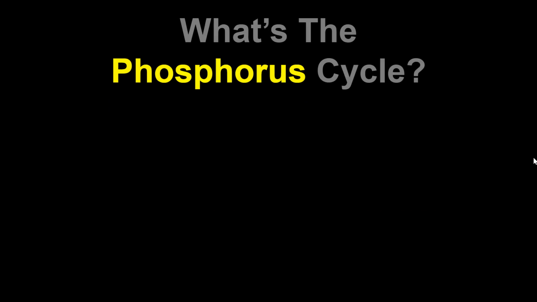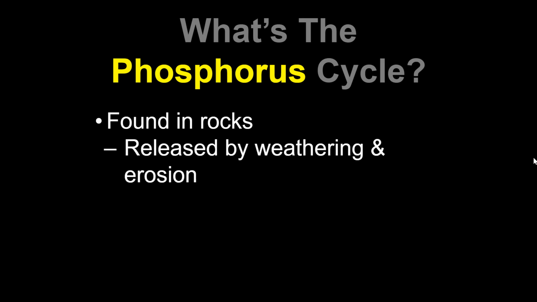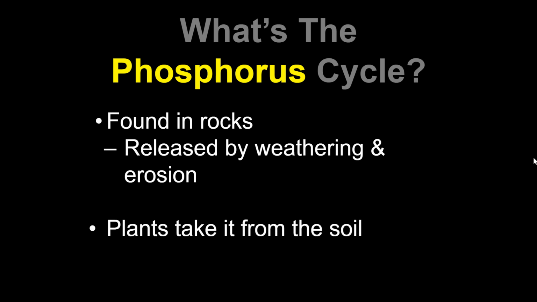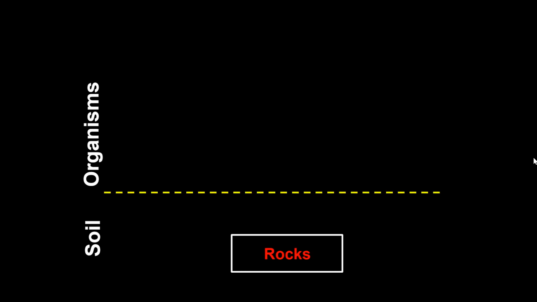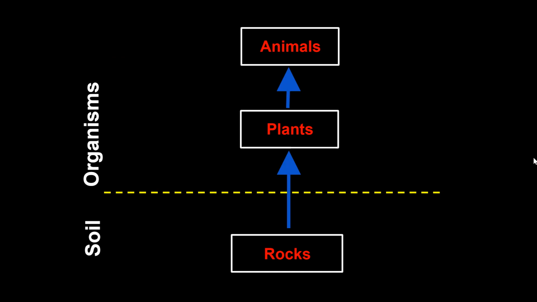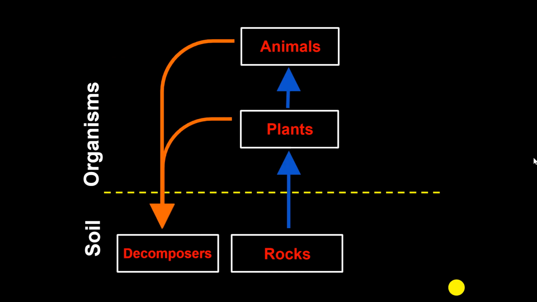Finally, we have the phosphorus cycle, and in this, phosphorus is generally found in rocks, and it can be released into the soil through weathering and erosion, and then plants can take it out of the soil, and that's how it enters the food chain. So we have rocks in the soil, plants take it out of the soil from those rocks, animals take it from the plants, decomposers put it back into the soil.